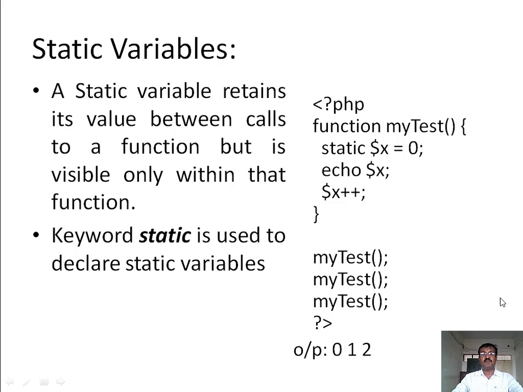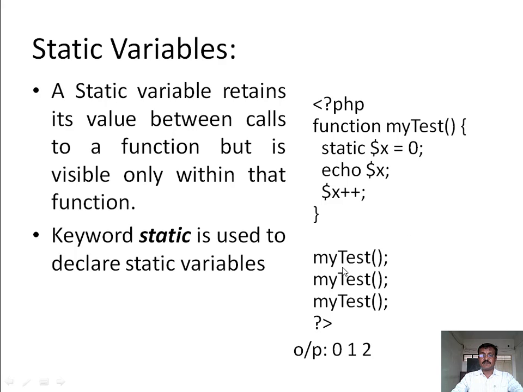So here is an example. Here I have used a function called myTest. Within the function I have declared one variable, that is x, which is a static variable. I have declared the static variable with the keyword called static. Initially I assigned the value 0.